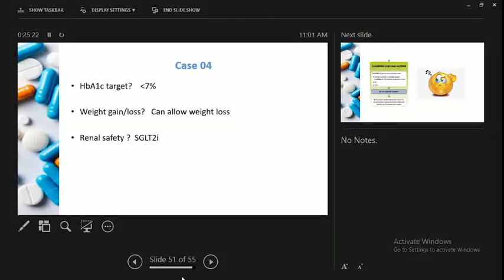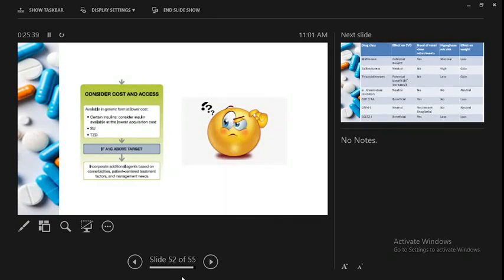So for this patient, the HbA1c target is less than 7%, and we can allow weight loss because she was a bit on the overweight side. For renal safety, the best drug of choice would be SGLT2 inhibitors. Having said all that, in our setup what is most important is cost, access and availability. In the hospital, for the second line agent, sulfonylurea is the most widely available one, and thiazolidinediones, that is pioglitazone, and of course insulin, are the drugs that we are left with.